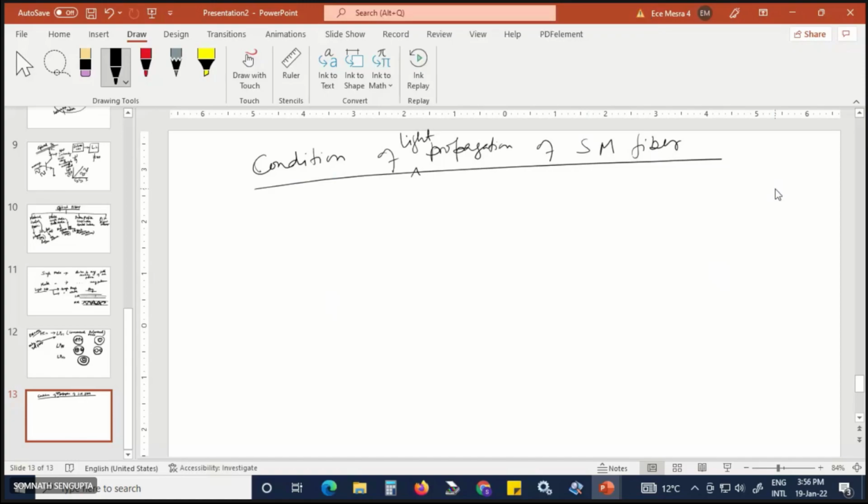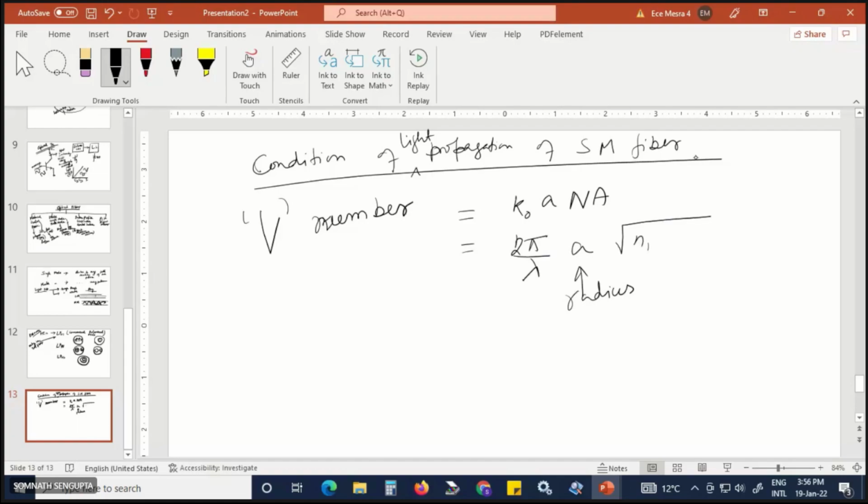Condition of light propagation of single mode fiber. That is V number. That is an important term. That is the fiber parameter that is given as K0 a NA, where K0 is 2 pi by lambda, the free space propagation constant, a is the radius and NA is the numerical aperture, root over n1 square minus n2 square.